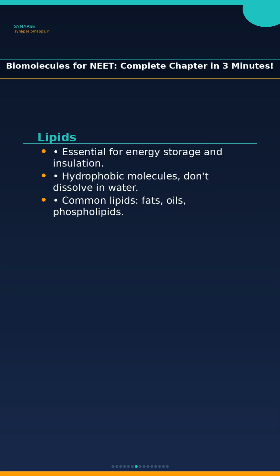Now, let's move on to lipids. These are essential for energy storage and insulation. They're hydrophobic, meaning they don't dissolve in water. Think of fats, oils, and phospholipids. Remember that phospholipids are crucial components of cell membranes.